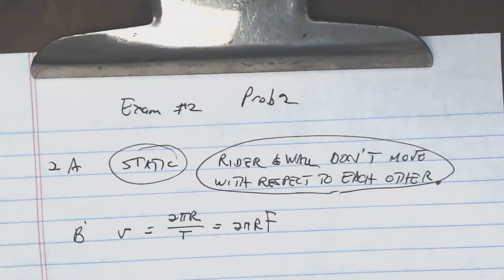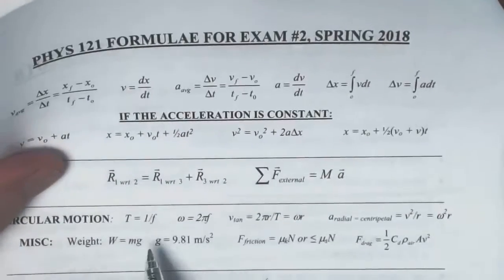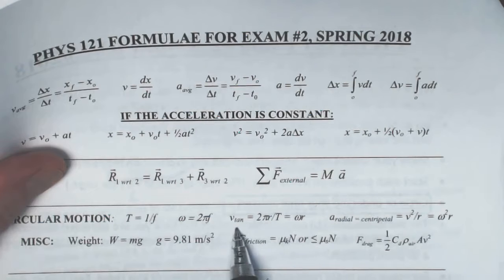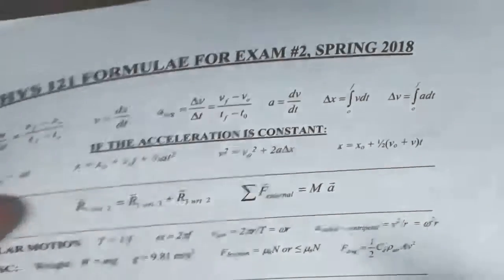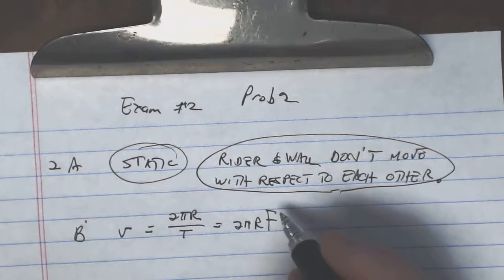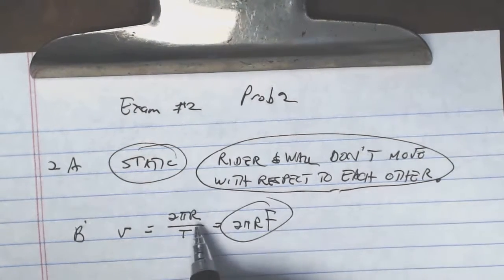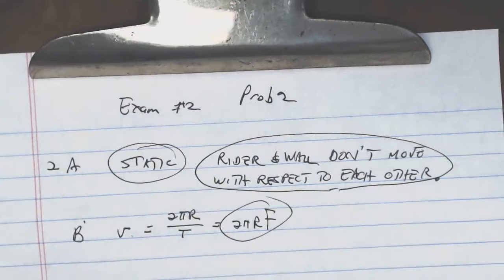And again, you weren't expected to memorize formulas. If you look at the formula sheet, there it is. Period equals 1 over f. You have everything you need here. V tangential equals 2 pi r over T, T equals 1 over f, or omega r. You're supposed to be comfortable switching back and forth between these various forms. So all you had to do is look at the formula sheet, or remember, or just be able to analyze where the speed is, 2 pi r over T. So that's part B.